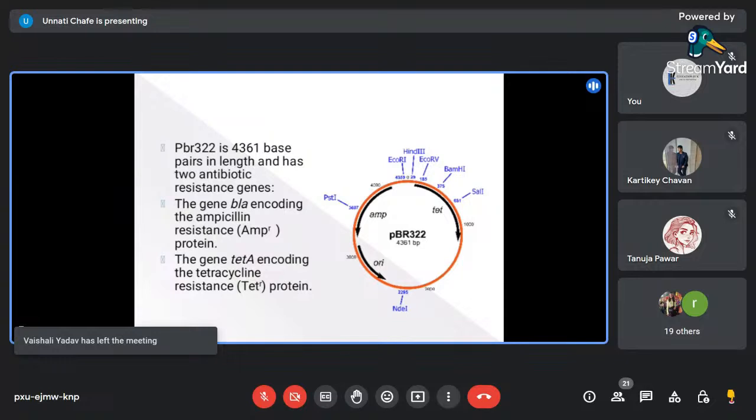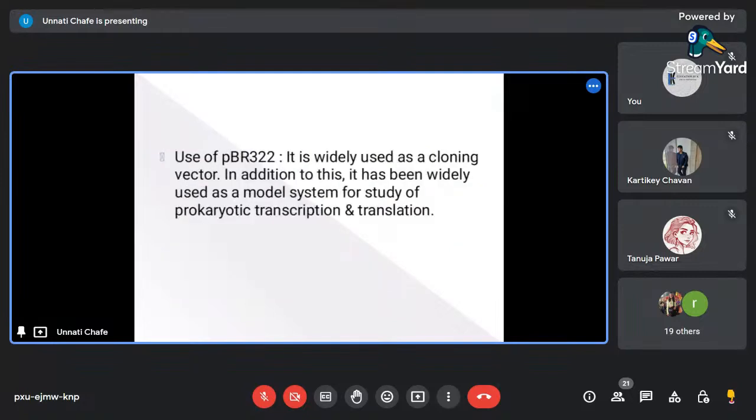Here we can see the restriction sites. Use of pBR322: it is widely used as a cloning vector. In addition, it has been widely used as a model system for the study of prokaryotic transcription and translation.